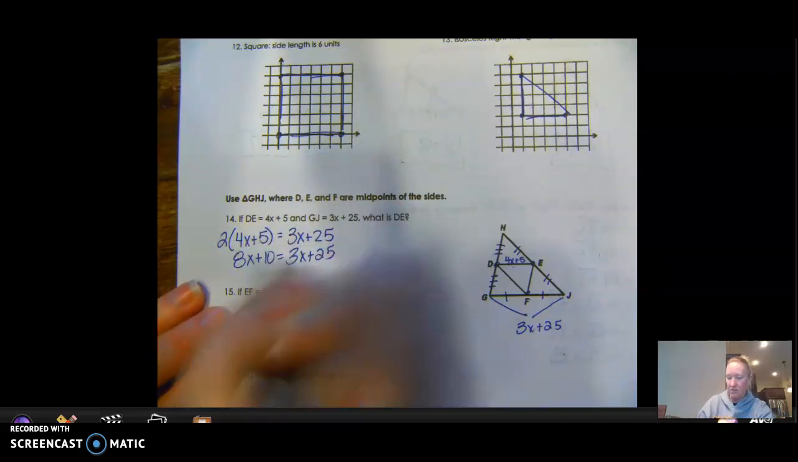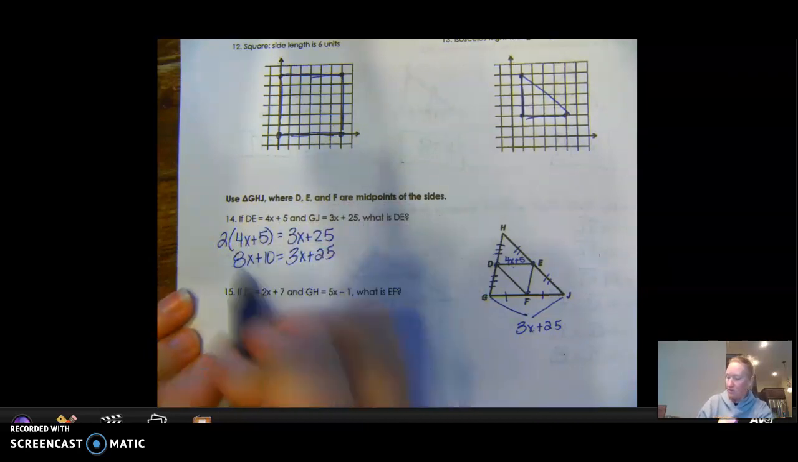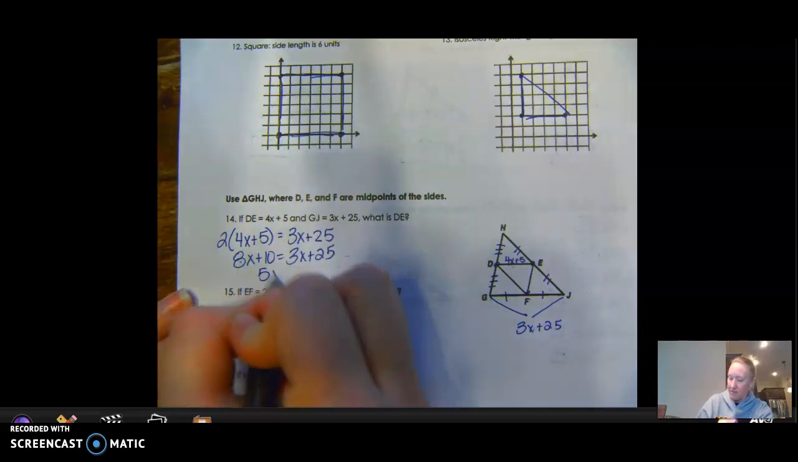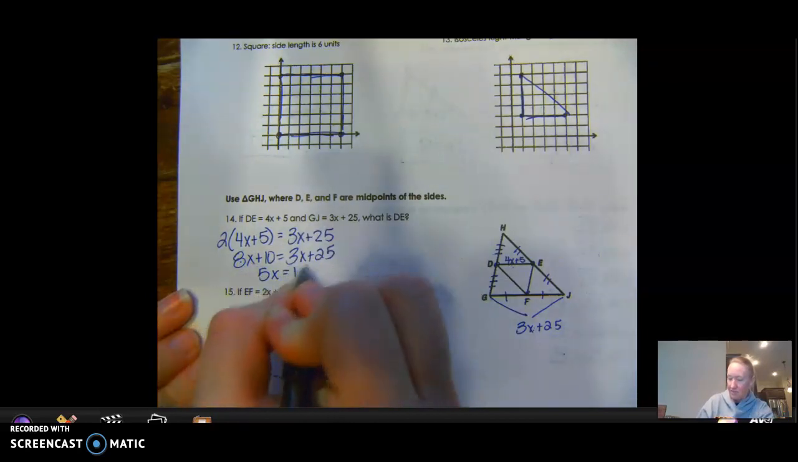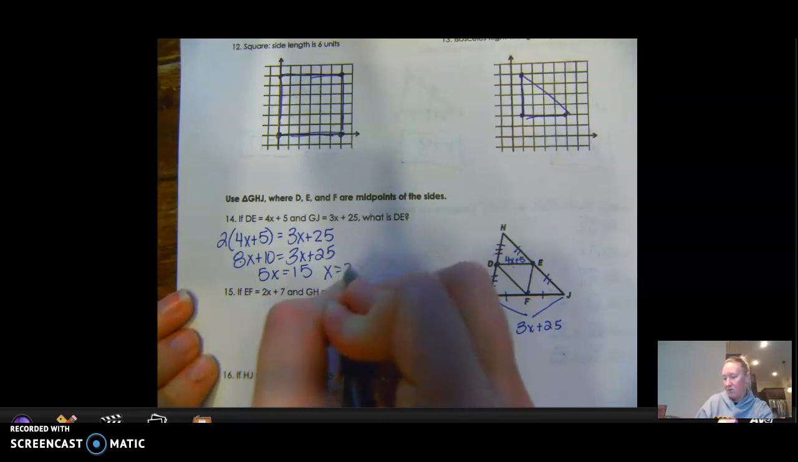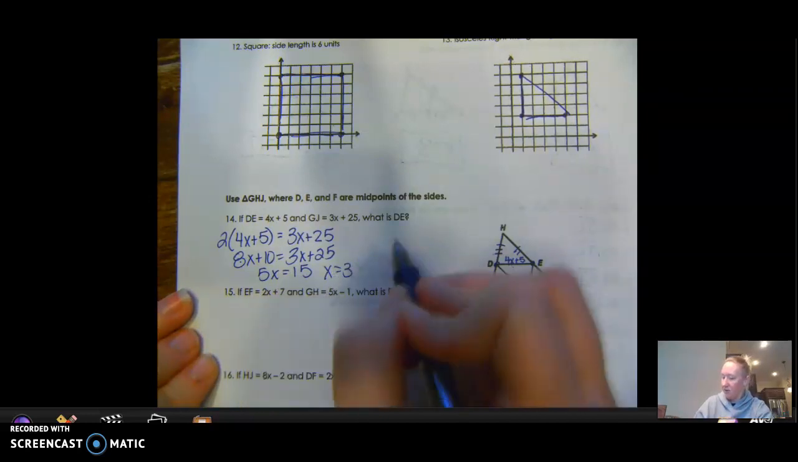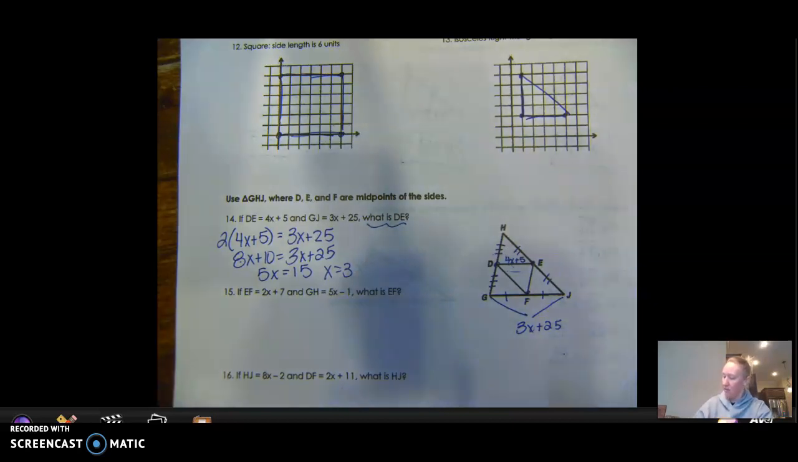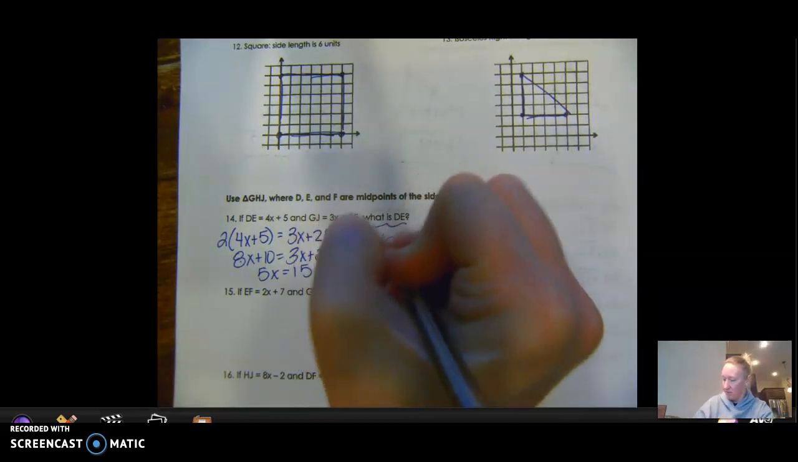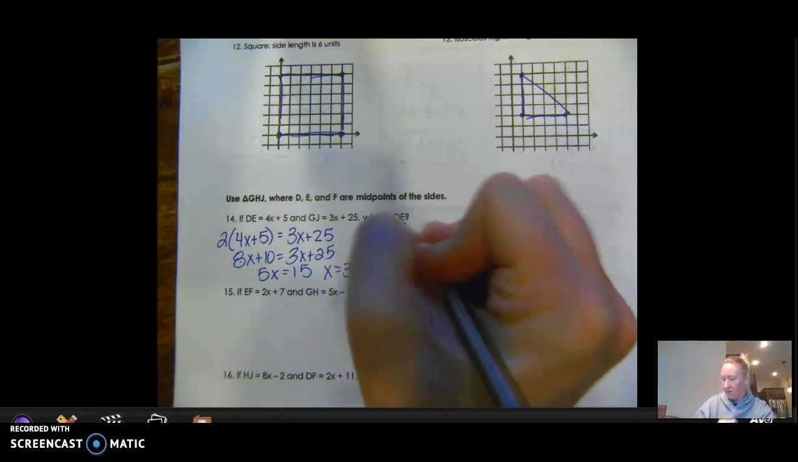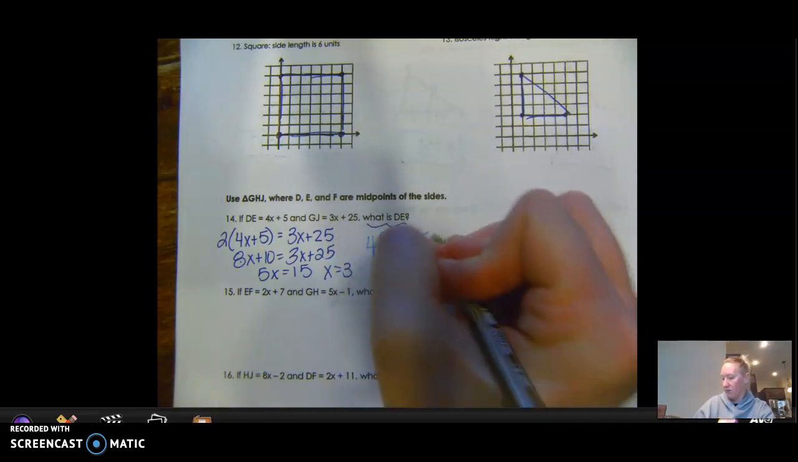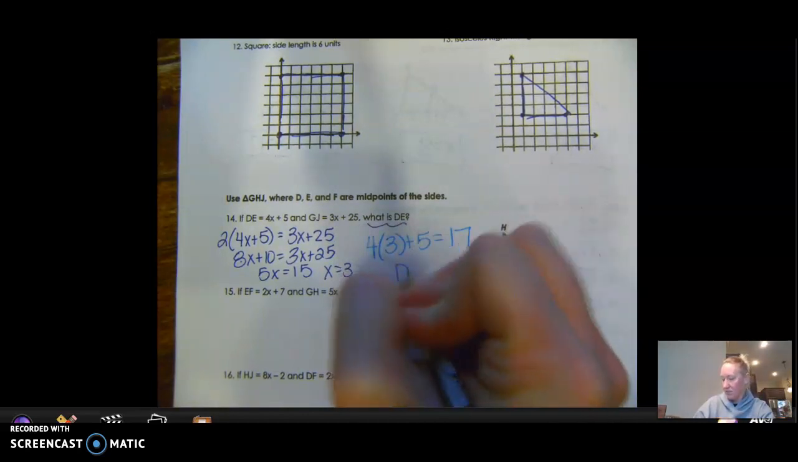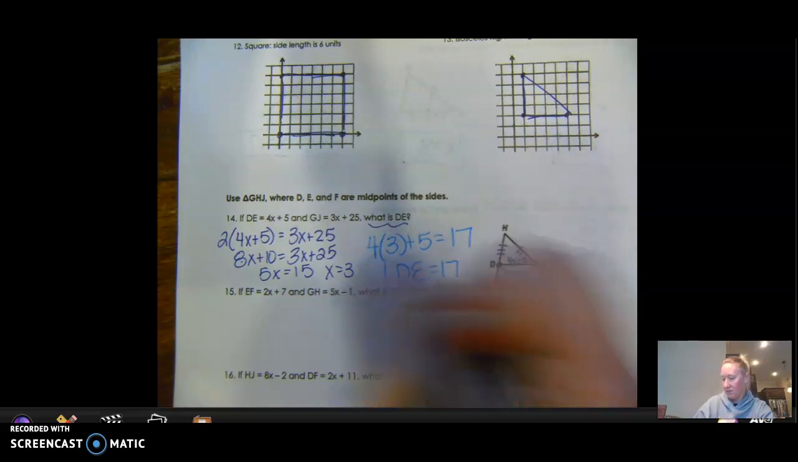So all I did was I distributed the 2. I'm going to subtract 3x, so I get 5x. I'm going to subtract 10, and I get 15. So I get x equals 3. Then they want me to find DE, so this piece. So I'm going to plug that back in. I'm going to do 4 times 3 plus 5. 4 times 3 is 12. 12 plus 5 is 17. So DE equals 17.